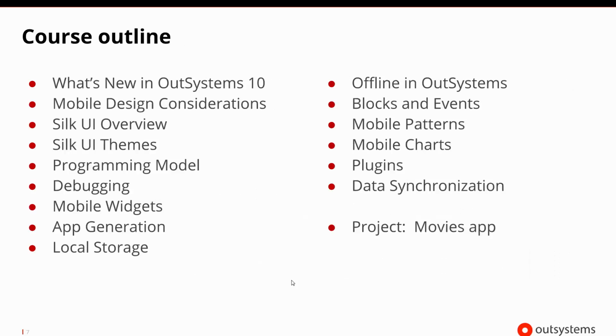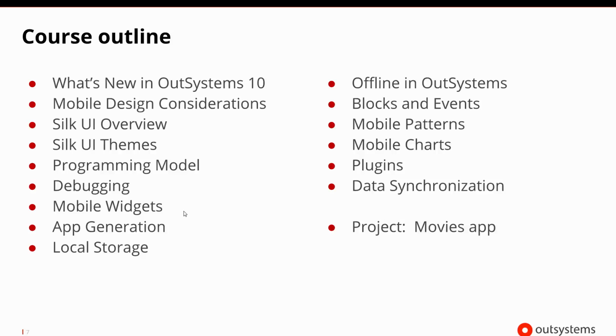So, what are some of the topics that we'll be covering inside of the course? Well, we'll look at what's new inside of OutSystems 10. We'll talk about how designing and creating mobile apps is a little bit different than what we might do inside of web applications. We'll look at some of the changes to Silk UI, including some of the new themes for our mobile capabilities. We'll see more details about how the mobile programming model changes a bit. We'll talk about how it can be difficult to debug things on the mobile device, and we'll look at some of the tools that can help us do that.